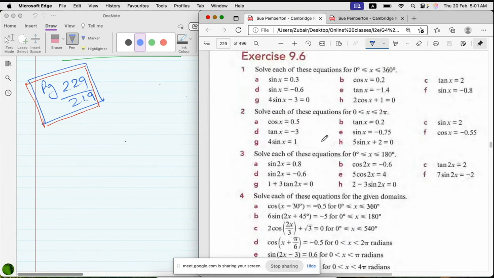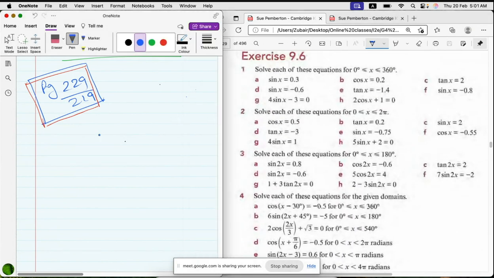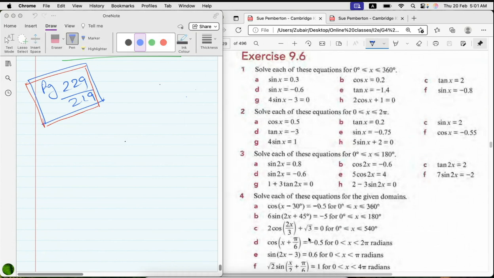It says solve each of the following equations from 0 to 360. Oh, so we were going to finish the chapter and then follow the other plan? Yeah, this was left. We need to cover all the aspects. We can skip, but we'll touch all the subtopics. Okay.